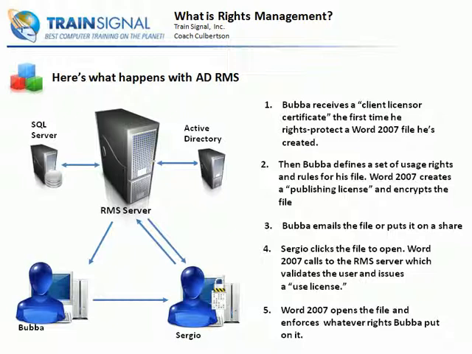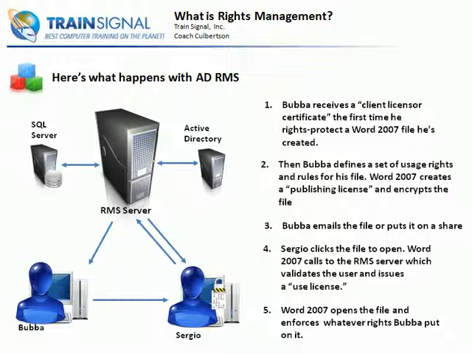Now, since Sergio is on the list, he's also going to get a decryption key from the use license that is issued from the RMS server. So Sergio is going to get to decrypt and then do with the document as Bubba has allowed him to do. Now, this is a big deal in terms of putting the encryption and the protection and security of a document on the user rather than on us as administrators.